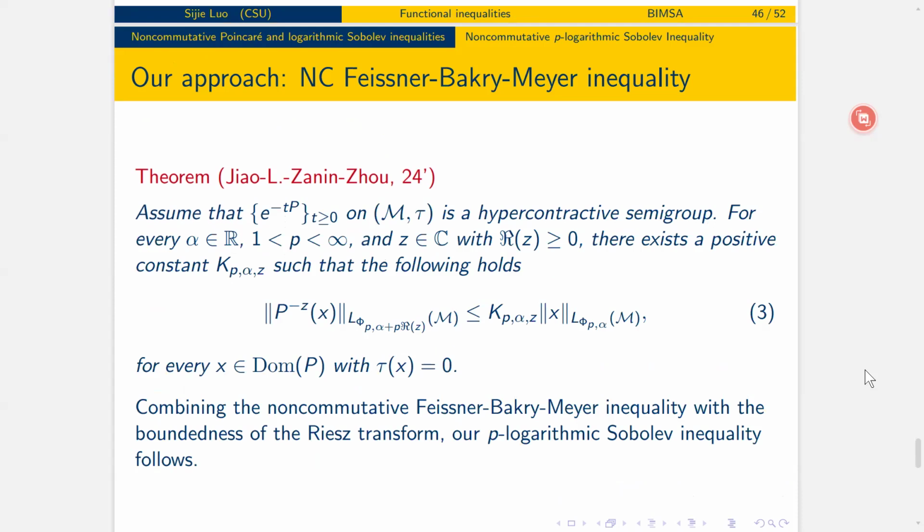It's the so-called functional boundedness estimate. It means that if this one is the hypercontractive semigroup, then the risk potential is bounded from this L^p space to this L^p space. And when we choose J is 1/2 and use the boundedness of risk transform, we can recover the p-log-Sobolev.